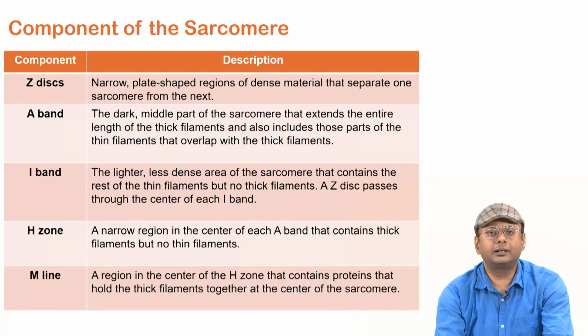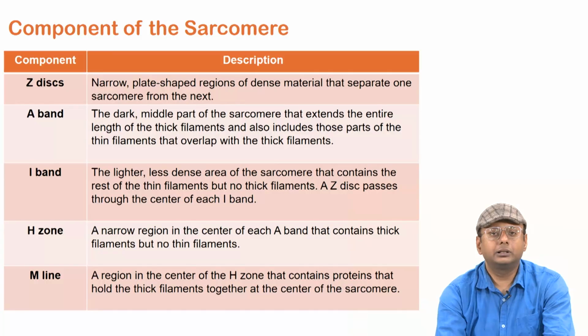But in the A band, mostly adjacent to the I band, you will also see there is an overlap that happens in the thin filament. But in the I band, near the Z disc, those are purely thin filaments. There is no overlapping region. And in the middle part there is only thick filament, with no overlapping with the thin filament.